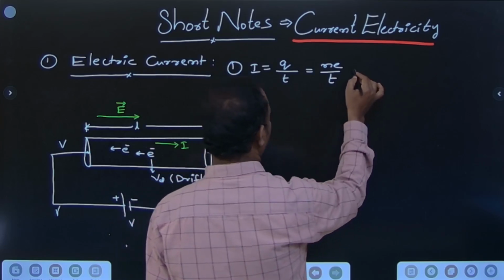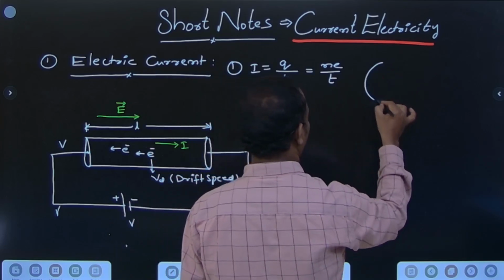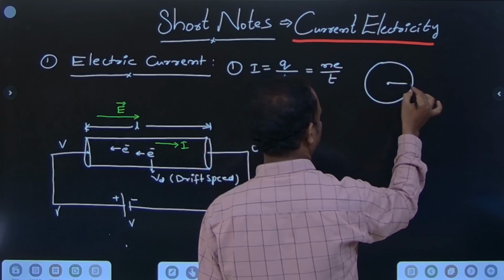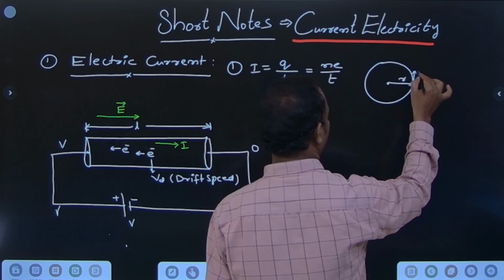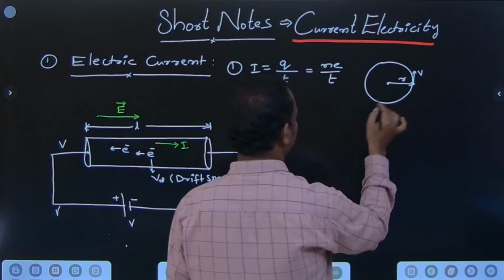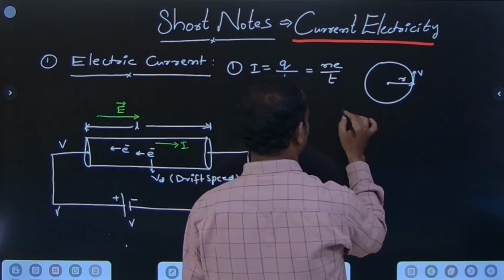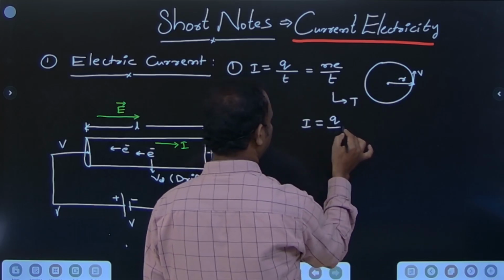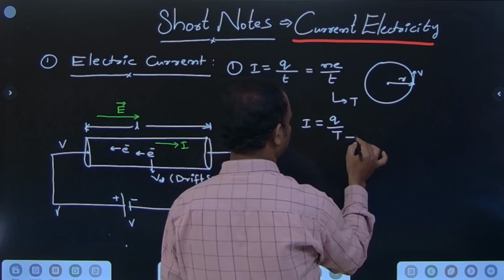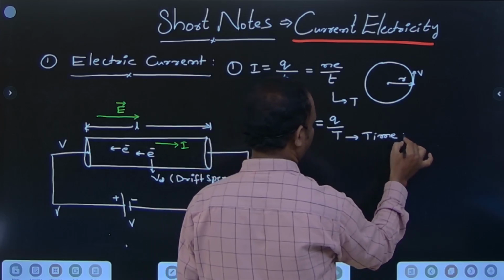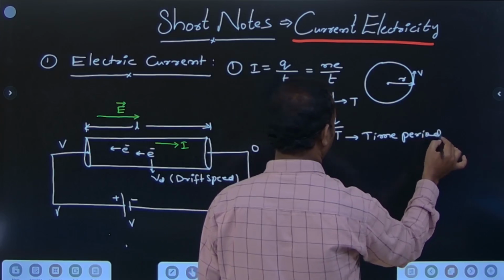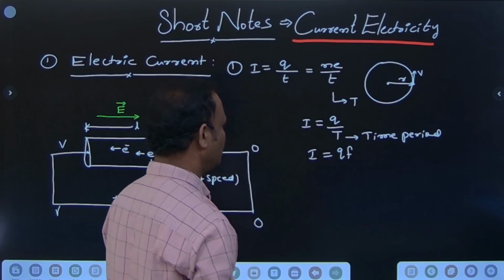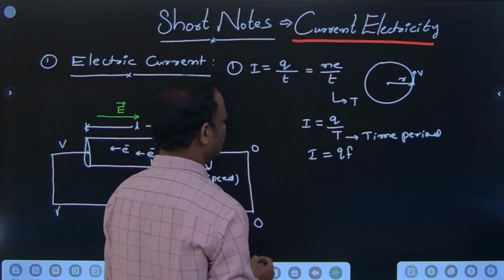When the electron is moving, a charged particle is moving in a circular path, its radius is R, and its velocity is V. Here this T becomes capital T, so I is equal to Q by capital T. T is the time period. So I is equal to QF, where F stands for frequency.